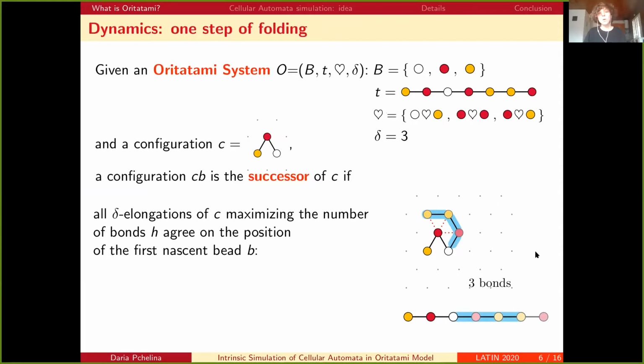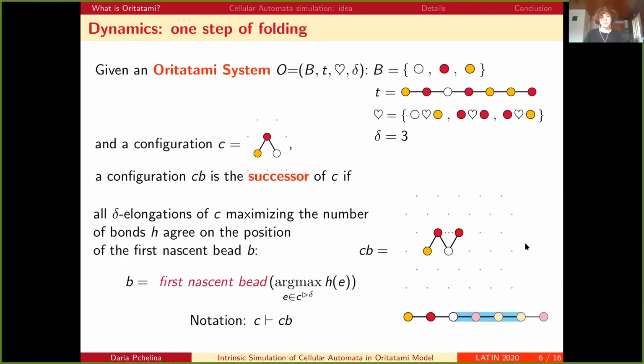And so if all of them agree on the position of the first nascent bit, then the successor is just C plus B, this first nascent bit. The formal definition is given here on the slide. So now we're ready to define the full dynamics of the whole process of folding.